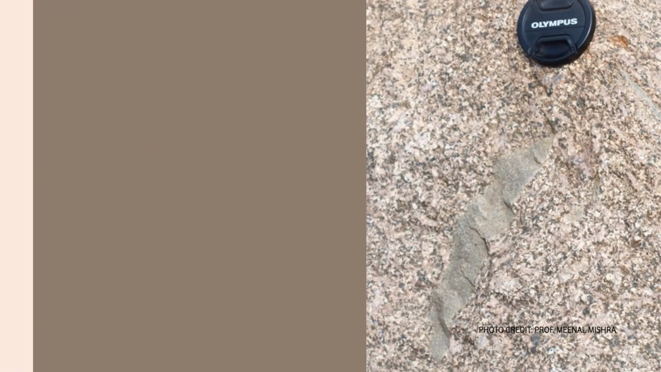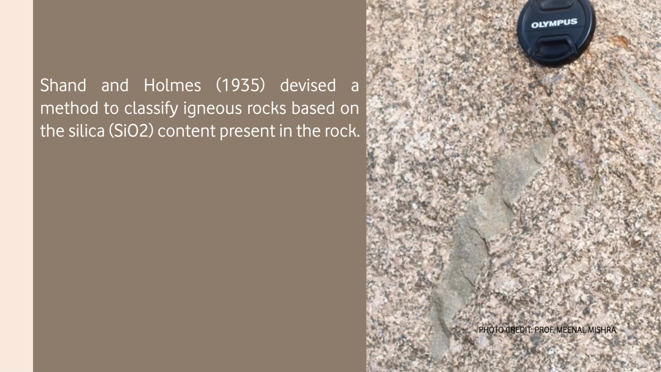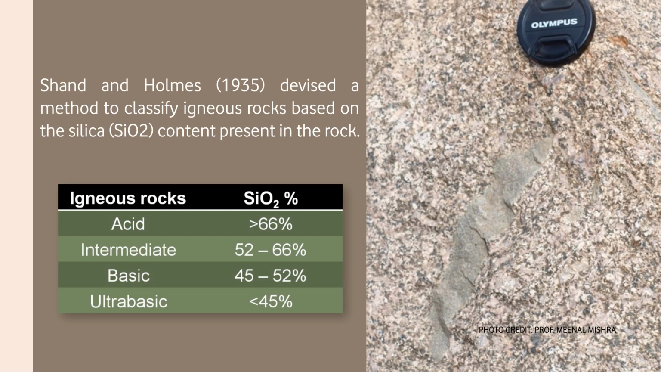Silica percentage. Shand and Holmes devised a method to classify igneous rocks based on the silica content present in the rock. There are 4 categories based on this. We have acid igneous rocks, which have silica percentage more than 66% in the rock. We have intermediate, which has 52 to 66 weight% silica in it. Then we have basic igneous rocks, which have 45 to 52% silica content in it, and we have ultra basic rock, which is less than 45% silica content.